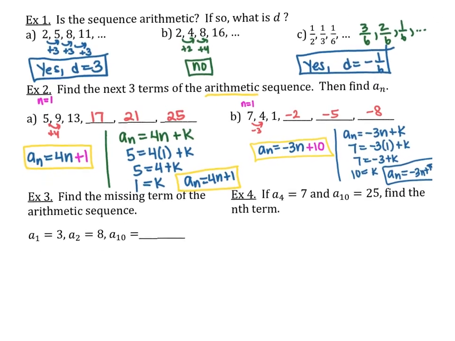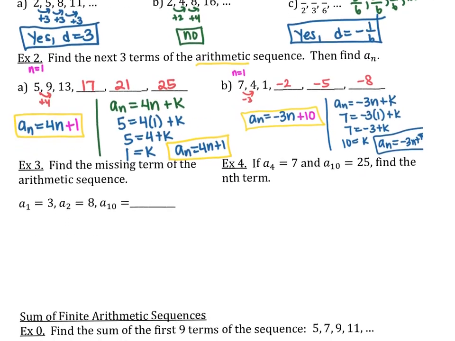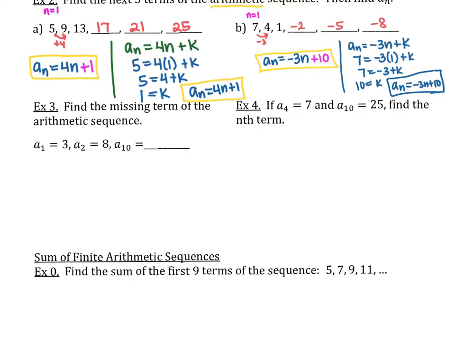Okay, I'm going to keep going. I'm going to go ahead and look at example 3. Example 3 says find the missing term of the arithmetic sequence. And again, if it says arithmetic, I can normally find a shorter way to do it. If it doesn't say arithmetic, then I have no idea. It tells me the first term is 3, the second term is 8, and the 10th term is, I don't know. That's what I'm going to try to find.